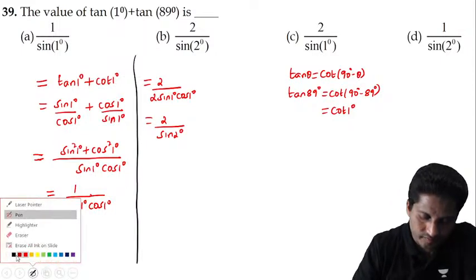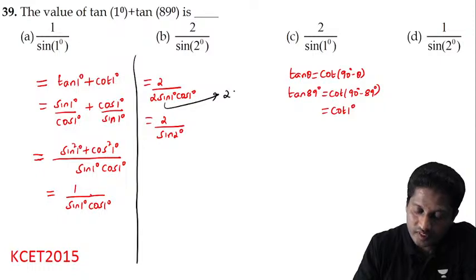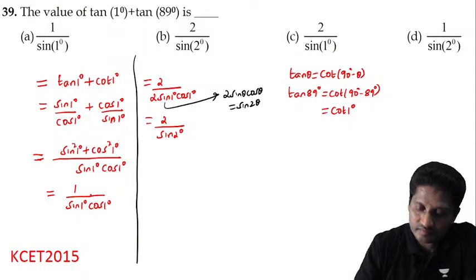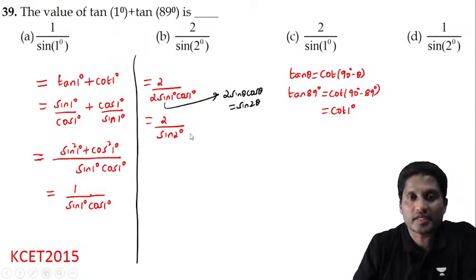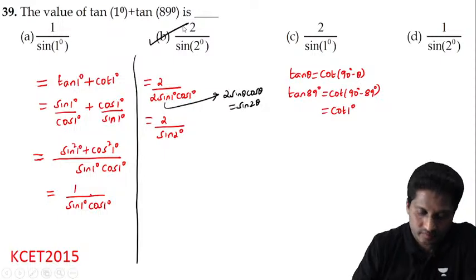Of the form 2 sine theta cos theta is sine 2 theta. Answer is 2 by sine 2 degree. Answer is option B. Let's move to the next question.